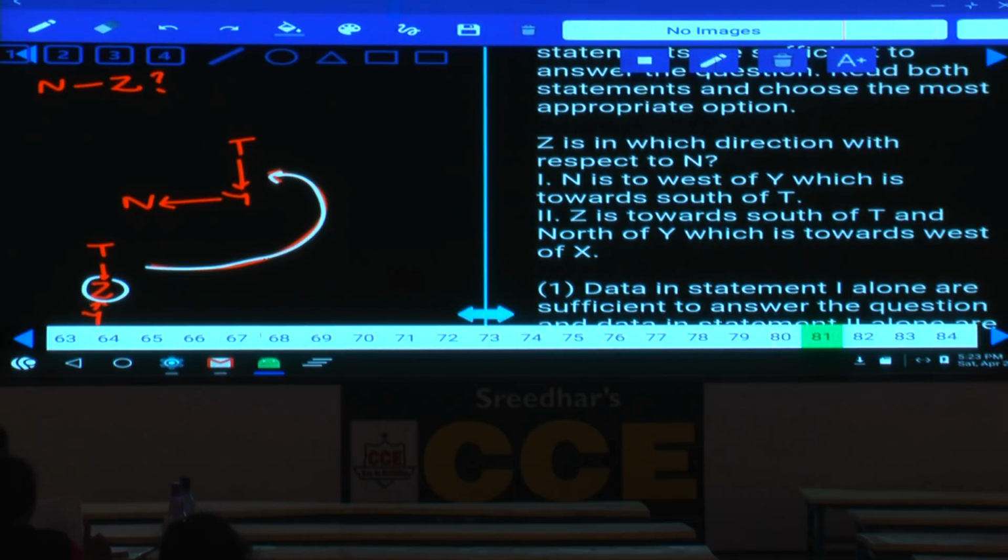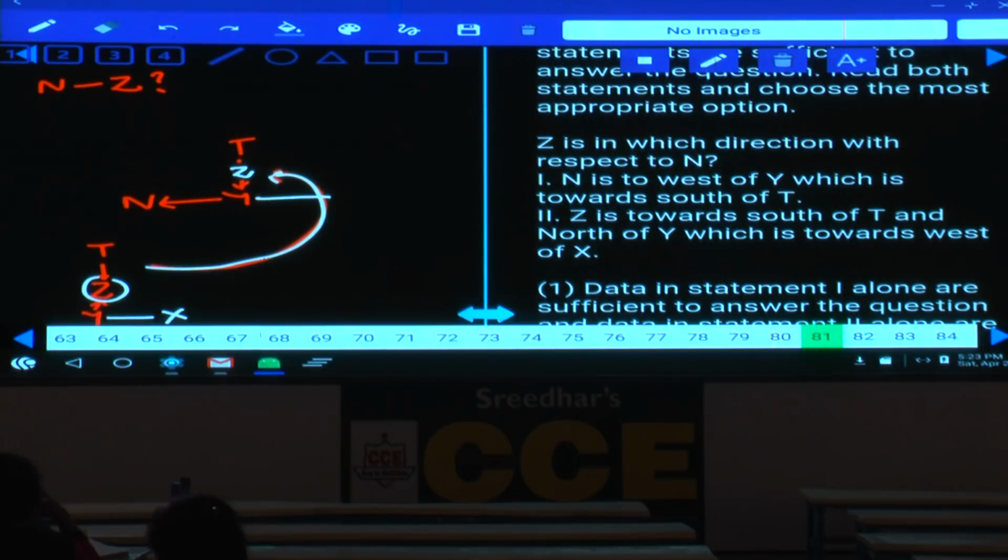Then Z is towards south of T and north of Y, Y which is towards west of X. Now in 2 alone, there is no information about N at all. Hence 1 alone is not sufficient, 2 alone is not sufficient, then by combining this. If you combine these two, N will be somewhere, Z will be in between these two, T and Y, and Y is to the west of X.